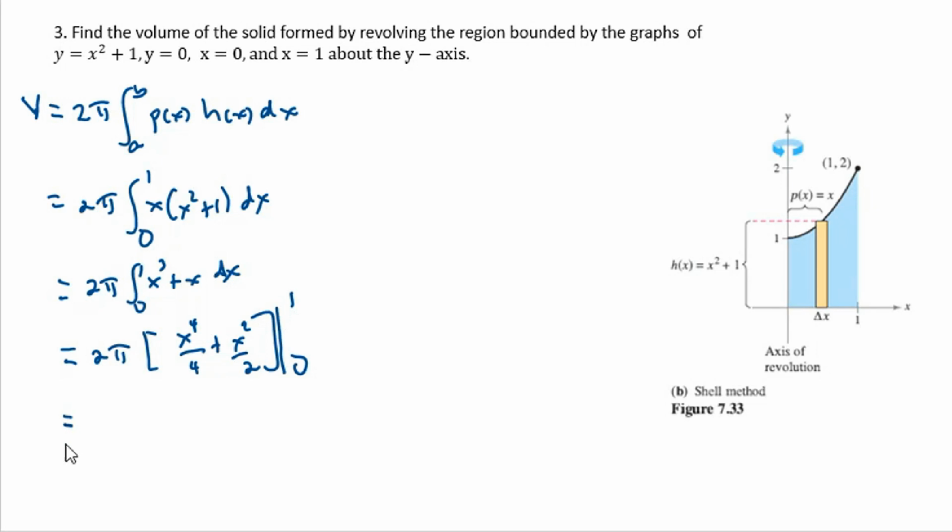By using the fundamental theorem of calculus, this will give us 2 pi times, simplifying that, 3/4. Simplifying further, 2 pi times 3/4 will give us the value of 3 pi over 2. Even if you use other methods such as the washer method, the answer would be just the same.